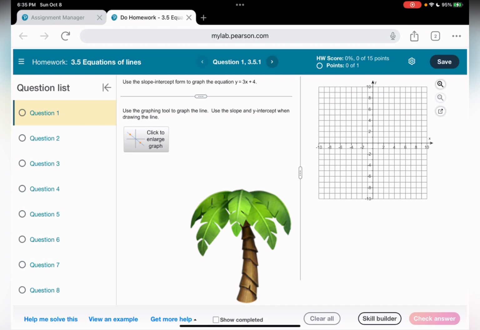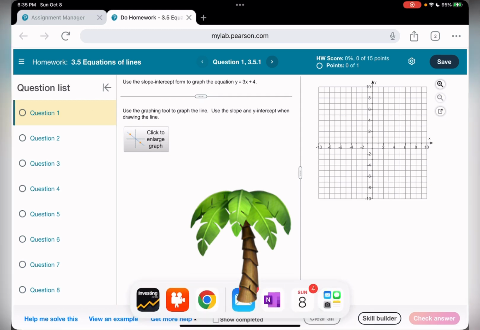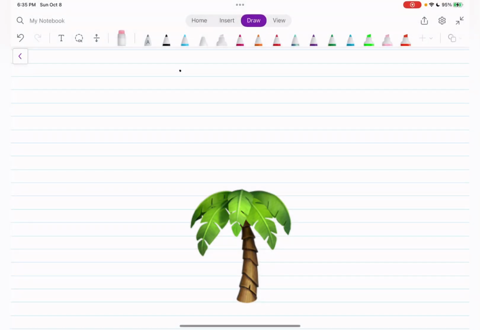Okay, everybody, we are going to work on homework 3.5, equations of lines, meaning we are going to graph linear equations. Use the slope-intercept form to graph the equation y = 3x + 4. Let me explain real quick and then we can fly over problems.